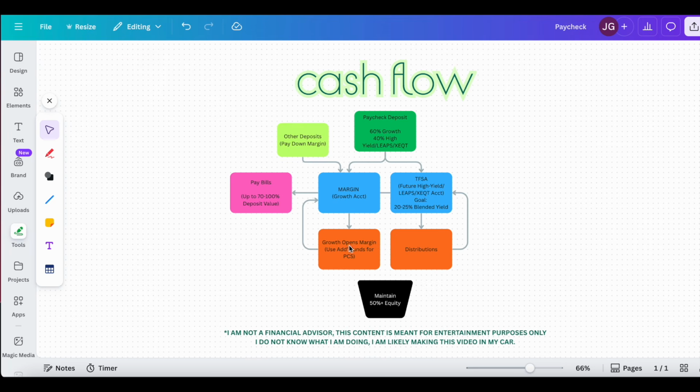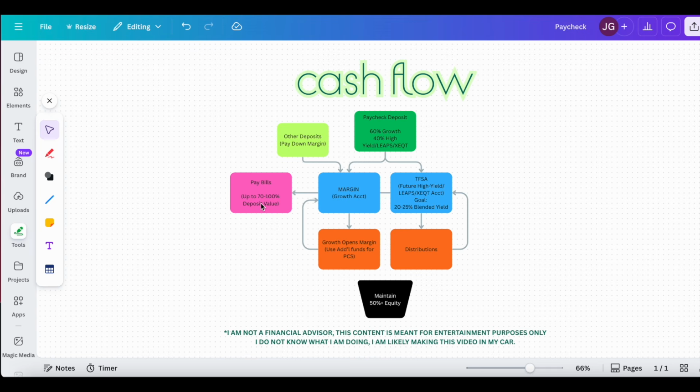But anyway, the way that the funnels work is still the same. Anything that the TFSA produces will be reinvested into the TFSA. Any open space in the margin account through growth, we'll try and use some put credit spreads to gain some extra premium to help grow the account and funnel it that way. All bills will be paid out of the margin account. So if I'm investing $1,000, anywhere between $700 to $1,000 will be used on bills.